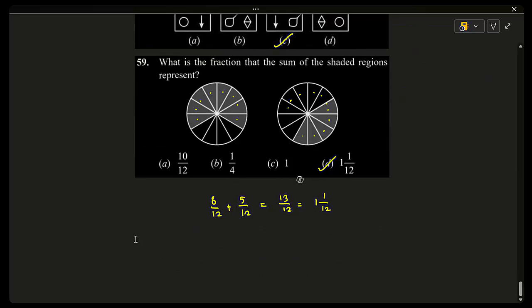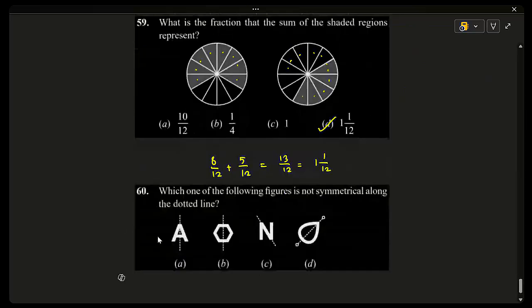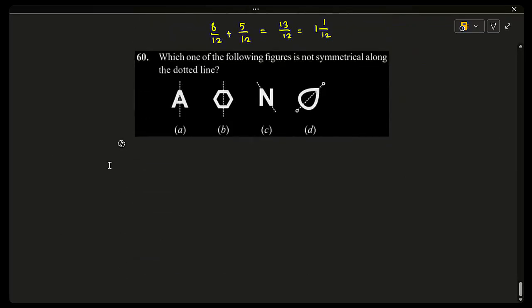60. Which one of the following figures is not symmetrical along the dotted line? So not symmetrical, you can say asymmetrical. Symmetrical means the left part and right part should be exactly matching. If you cut it on a paper and just flip the paper, it should overlap everything. So left and right same.